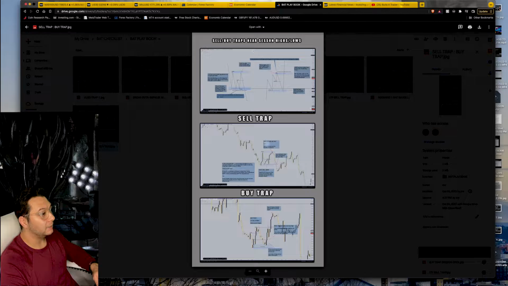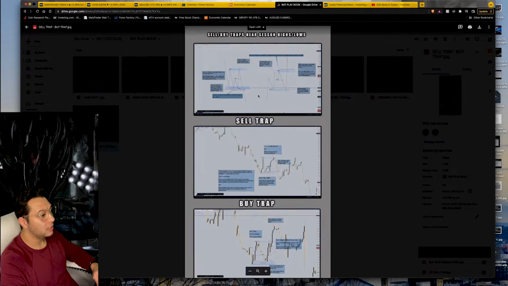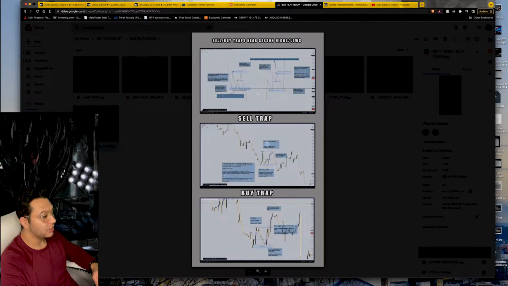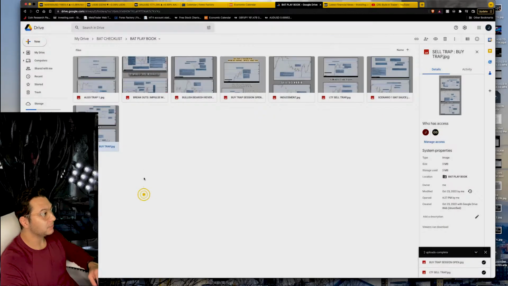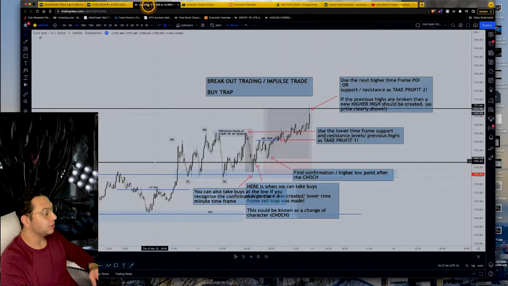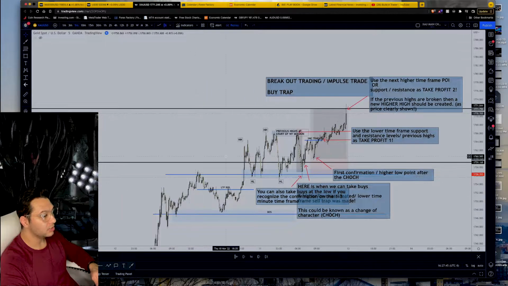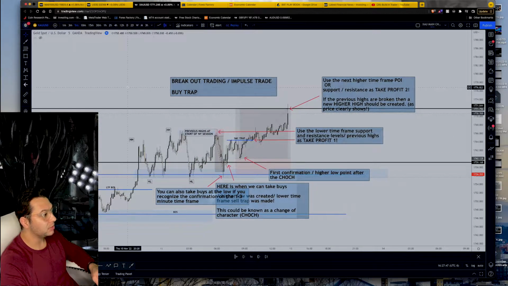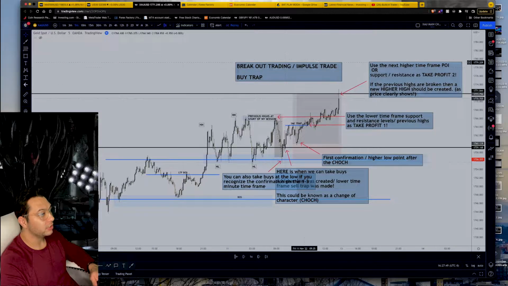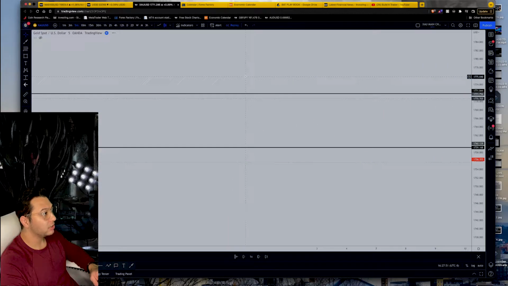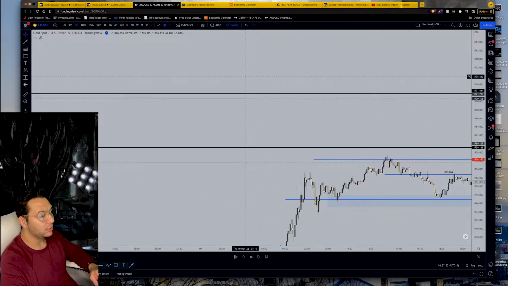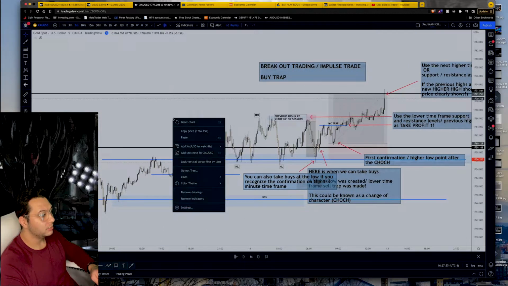Now we're looking at sell traps and buy traps near session highs and lows. Okay, so here are the illustrations I have. I know you guys can't read it, so I'm going to show you some examples. So we're going to go to gold here. Now this is some markups I have from the most recent pages I just made of breakout trading and impulse trading, and we're actually going to be going over some of these examples later, but not right now. So I'm going to clear this off.